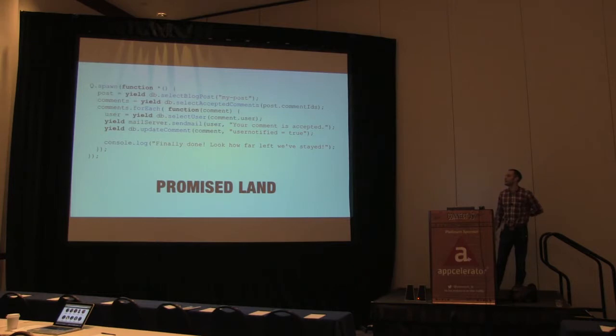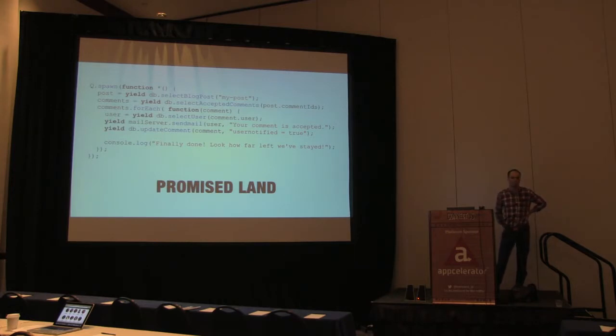And this is, I love this. I think this is really exciting. So what's going on here is there's this Q library. Q is a promise library. And Q.spawn, and you hand it one of these generators. Basically what's happening here is each yield statement is yielding a promise. In that first one we're saying, all right, go to the database and select this blog post, but that's going to return a promise.